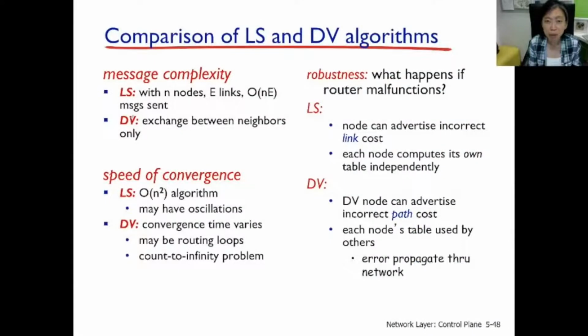Now with both routing algorithms introduced, let's compare the two algorithms. LS here stands for link state. DV is the distance vector. Let's compare the message complexity first.